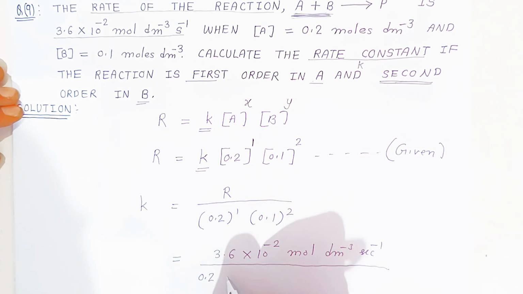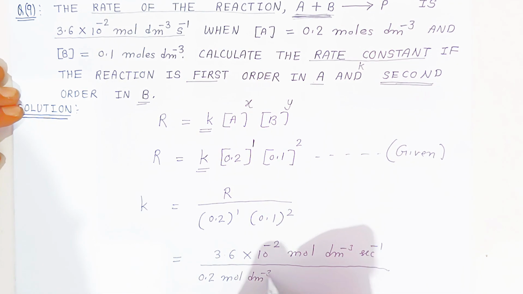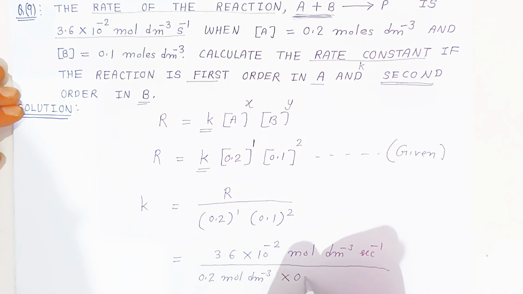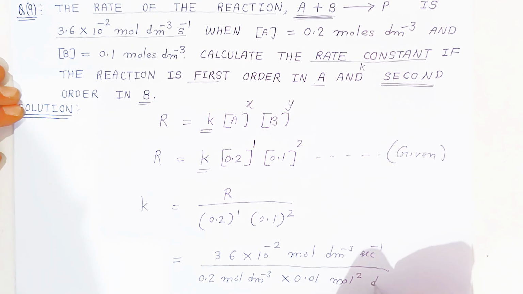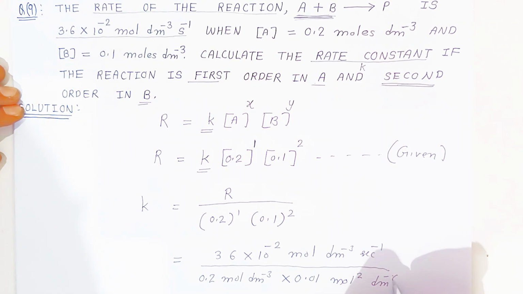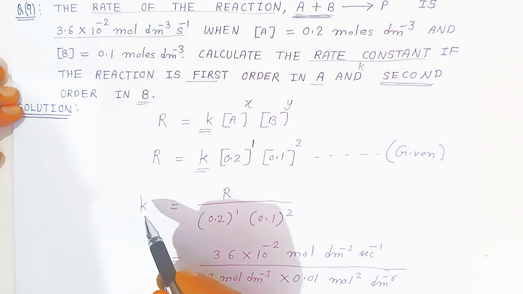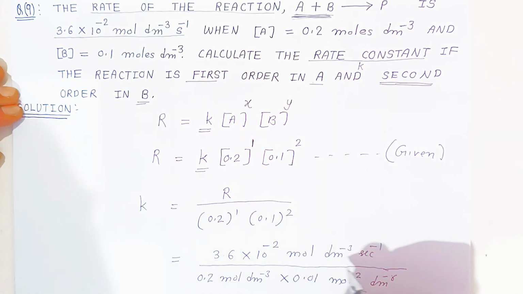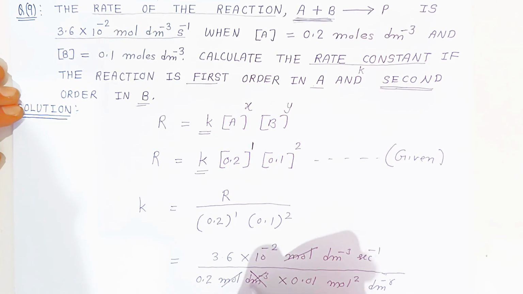The unit is mole per dm cube, into 0.1 into 0.1, which will be 0.01 whole square. It becomes mole square and dm raised to minus 6. This way you have to put the units also, because if you want to find the dimensions, that is the unit of the rate constant, you have to put the unit. Now similar units will cancel: mole cancels with mole, dm cube cancels with dm cube.